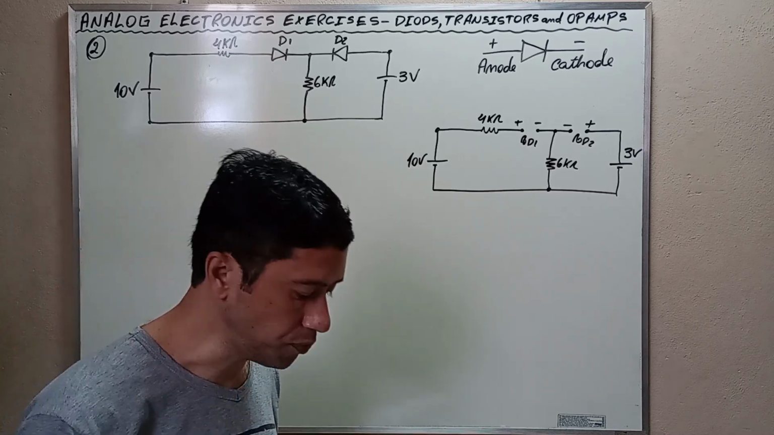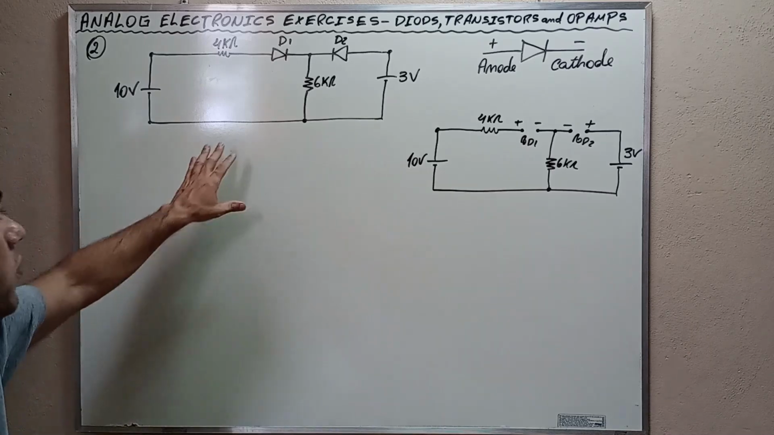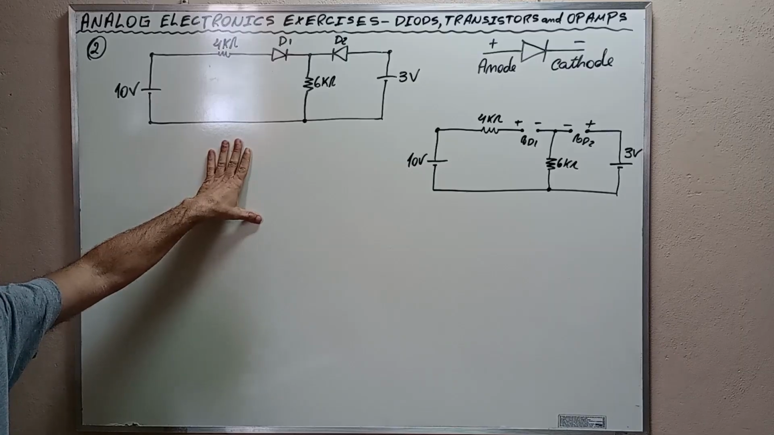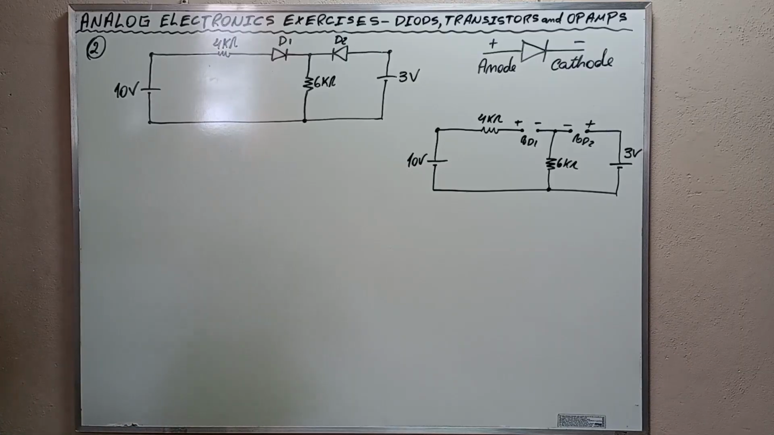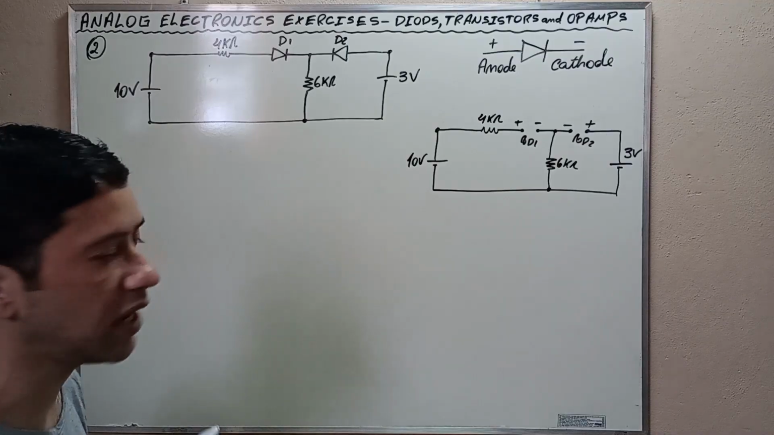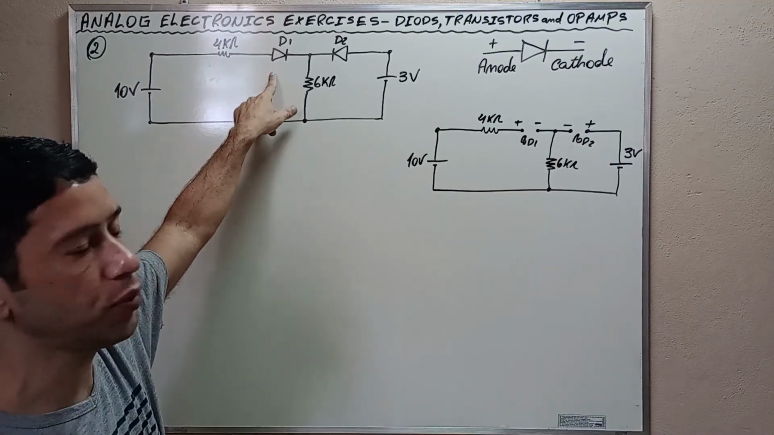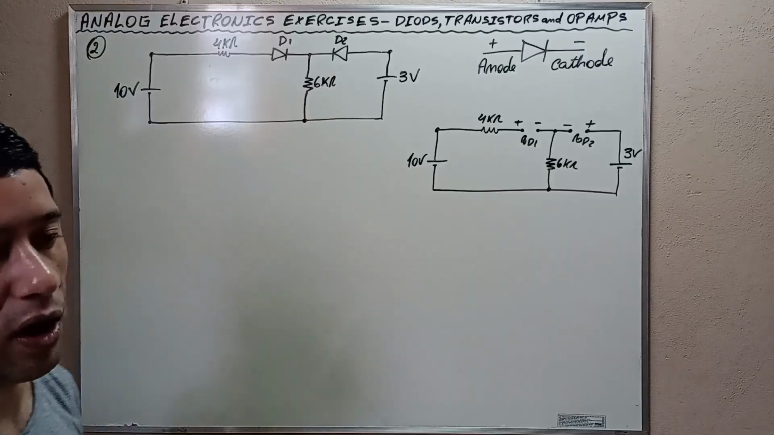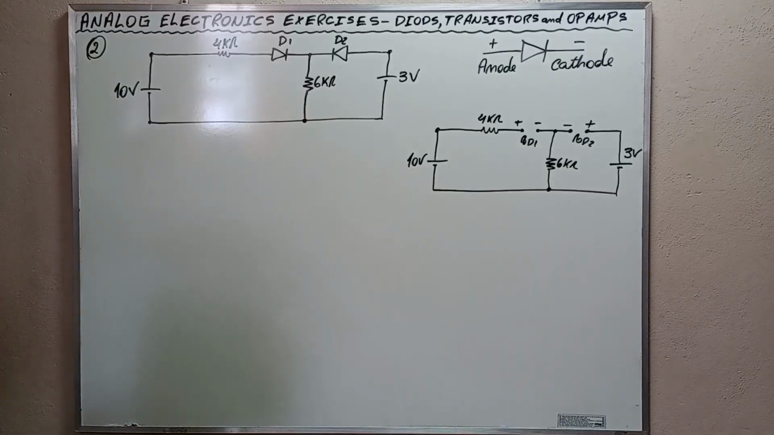Exercise number 2 now. We are going to work with the same circuit, but now we are going to assume something different. Show that the situation in which both diodes are off is not valid for this circuit. We are going to assume that both diodes are off, that is, not conducting, and the exercise wants us to verify whether this is valid or not.